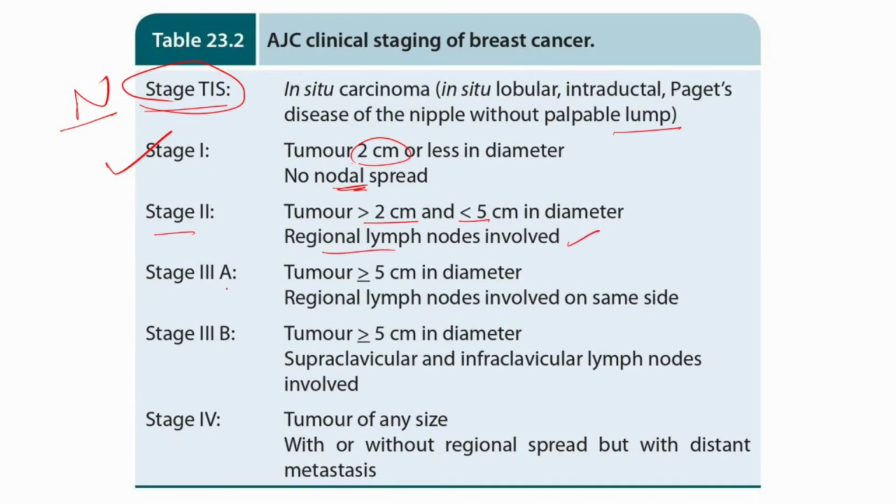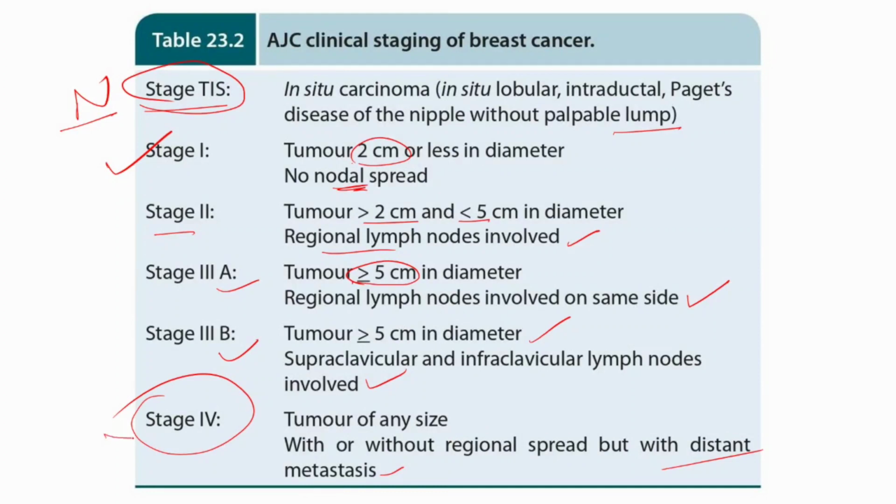In stage 3, we have stage 3A and stage 3B. In stage 3A, tumor size is greater than or equal to 5 centimeter in diameter, and regional lymph nodes are involved on the same side. And in stage 3B, tumor size is greater than 5 centimeter in diameter, and supraclavicular and infraclavicular lymph nodes are involved. And stage 4 is the stage where tumors of any size, with or without regional spread, but with distant metastasis to other tissues, are affected.